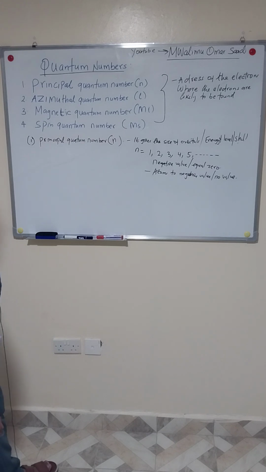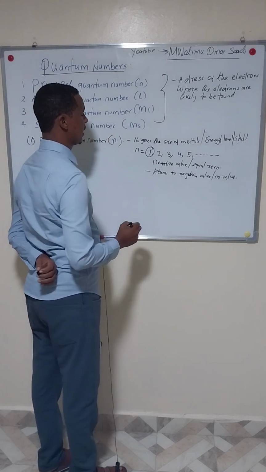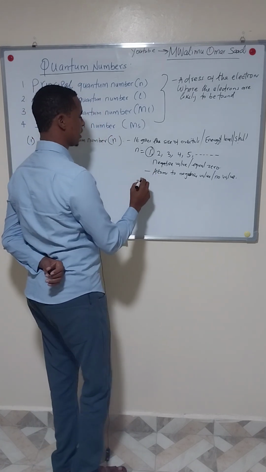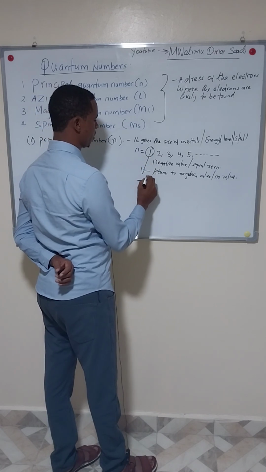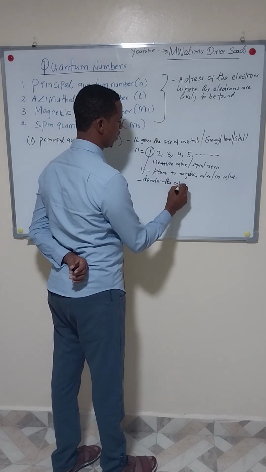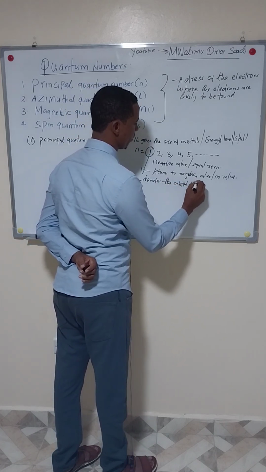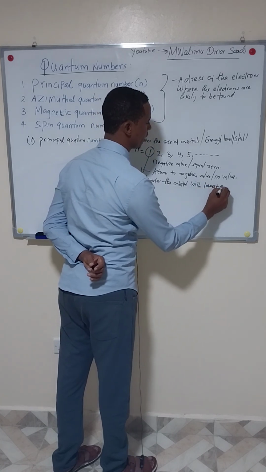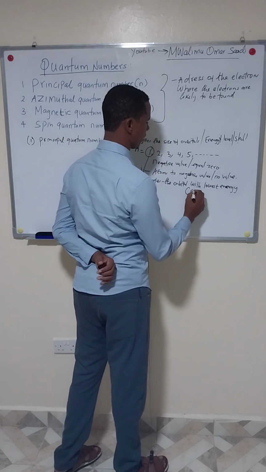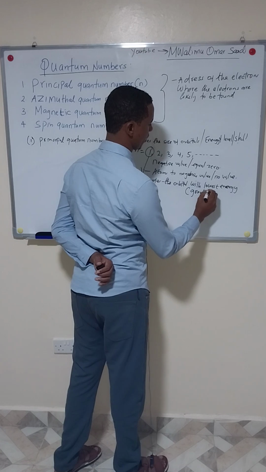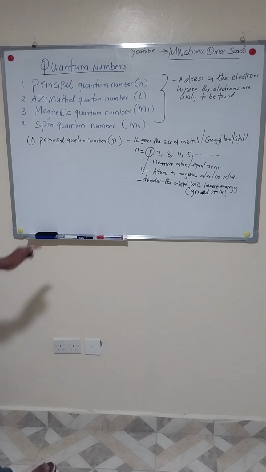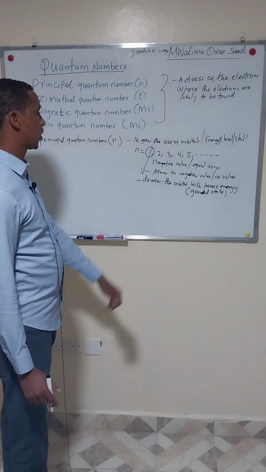The value of N denotes the orbital with the lowest energy, or what you call the ground state. So that is the principal quantum number. It can have any value that is equal to 1 or greater than 1.